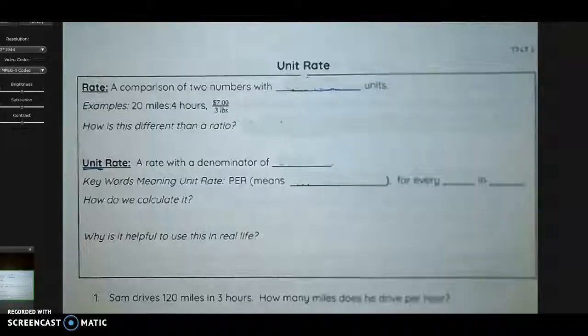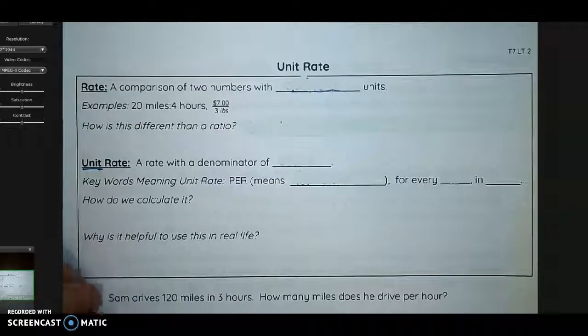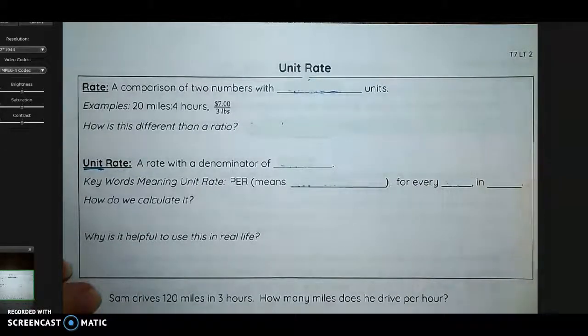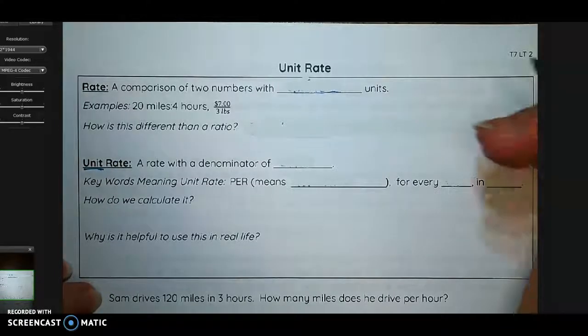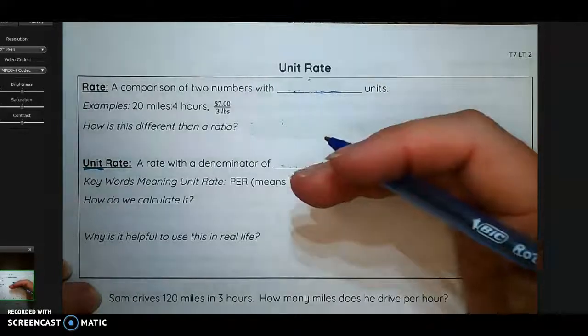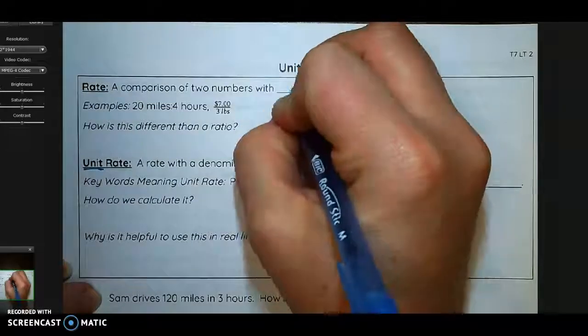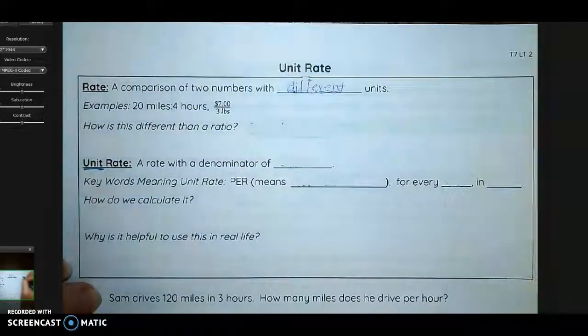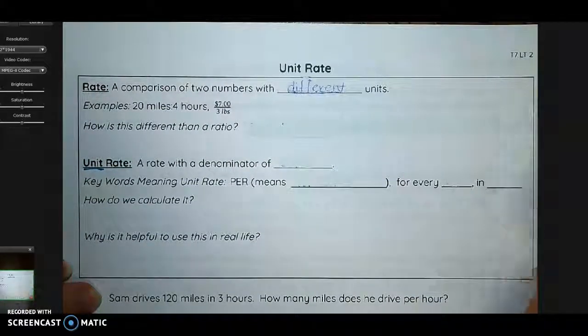All right, today we are going to be talking about unit rate, and we're going to start out by going back and looking at what a rate is. And a rate is a comparison of two numbers with different units, and that's different from a ratio.